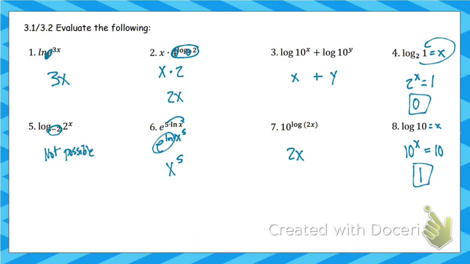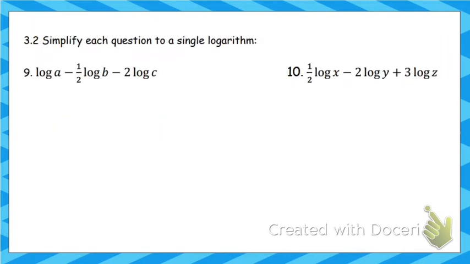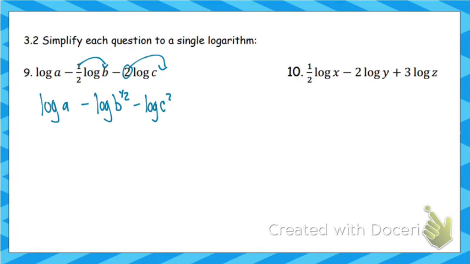All right, so let's move on and look at some condensing properties. So remember, the first thing we do is we move the exponent, or we move the number out in front to be the exponent. And the minus doesn't move. A couple of you guys made that mistake on the quiz. So this will be b to the 1/2, and then this will be c squared. Anything that comes after a minus is going to be in the bottom of the fraction.